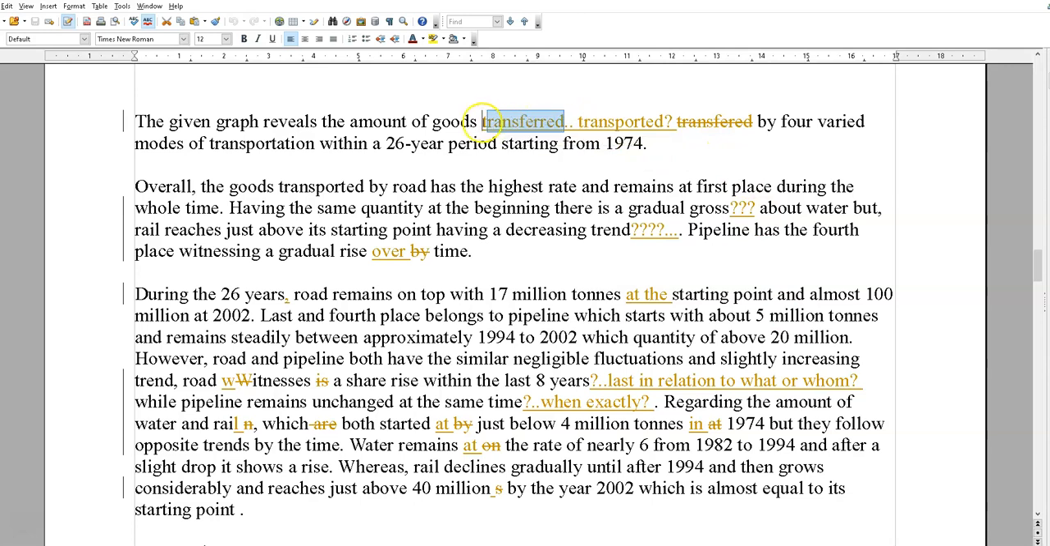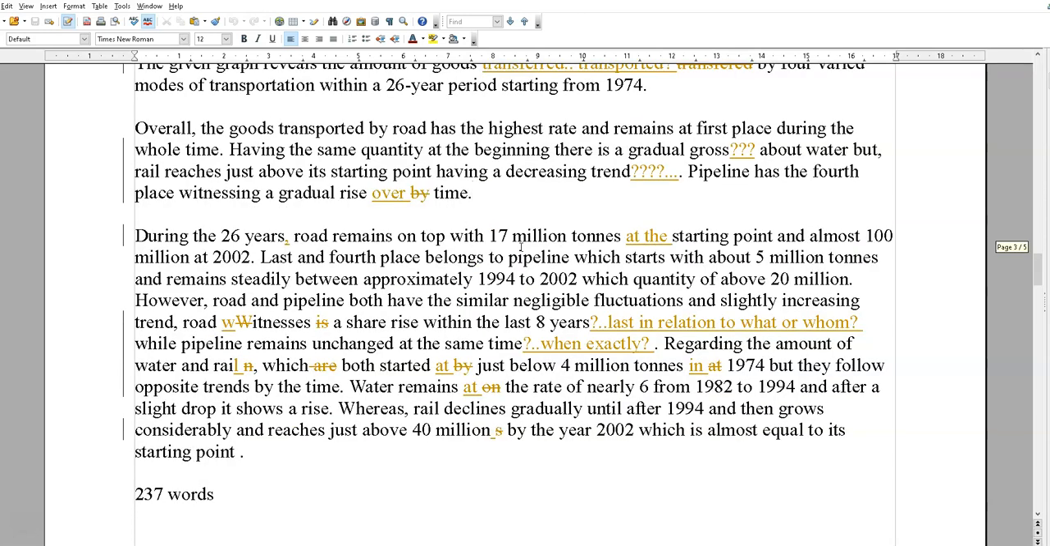Now, I think you mean transported, not the same as transferred. Okay, gradual growth decreasing. So right, this. You've got roads, the biggest. Okay, having the same quantity at the beginning. There's a gradual growth about water. What does that mean? So that doesn't really work. If the examiner has got to ask, "What are you talking about?" then it's not really worked. I don't think so. Road remains on top.